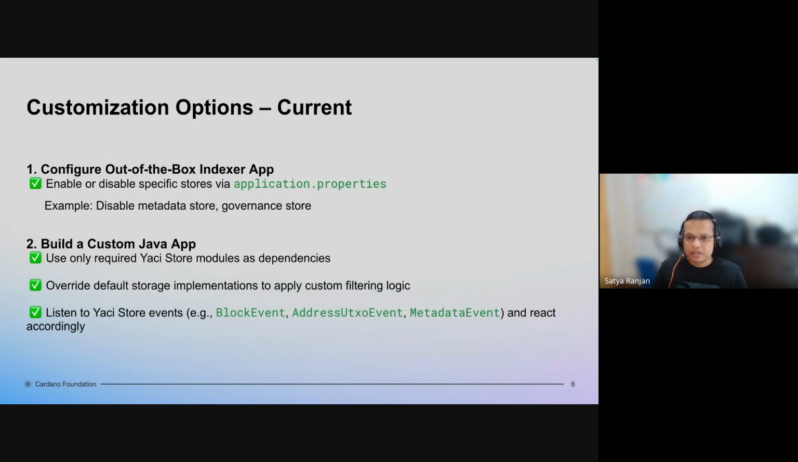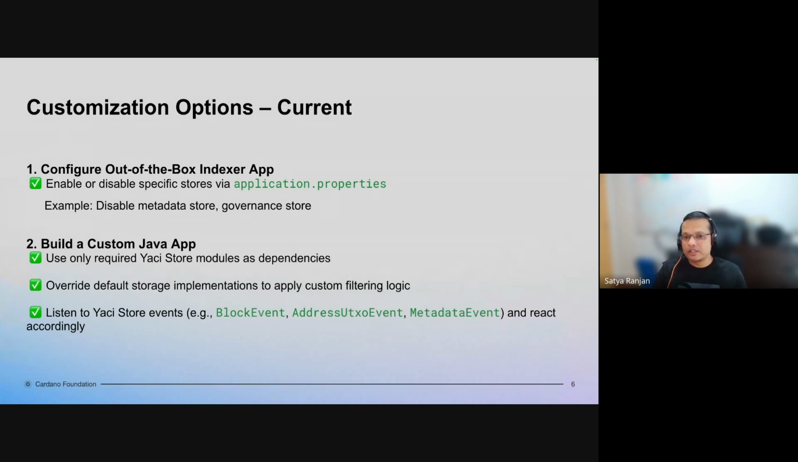So currently, what are the customization options we have? We had before: you can use the out-of-box indexer application, and you can actually enable and disable different stores. Like if you don't want metadata, you can disable the metadata store. If you don't want governance data, just disable the governance store in a config file, which is called the application.properties file.